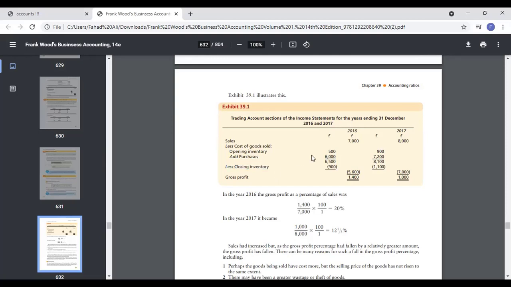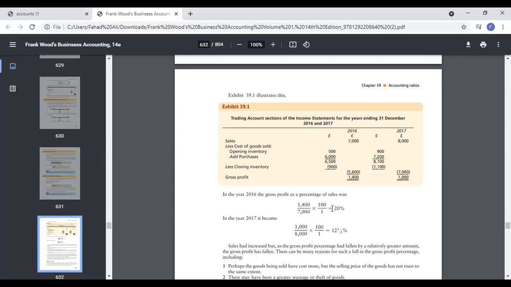Okay. Now let's see this. If we have the opening inventory of 500 and 6,000 is the purchases, 6,500 minus 900, we get 5,600 as cost of sales, and we get 1,400 as gross profit. 1,400 divided by 7,000 means 20%. 20% of 7,000 will be 1,400.